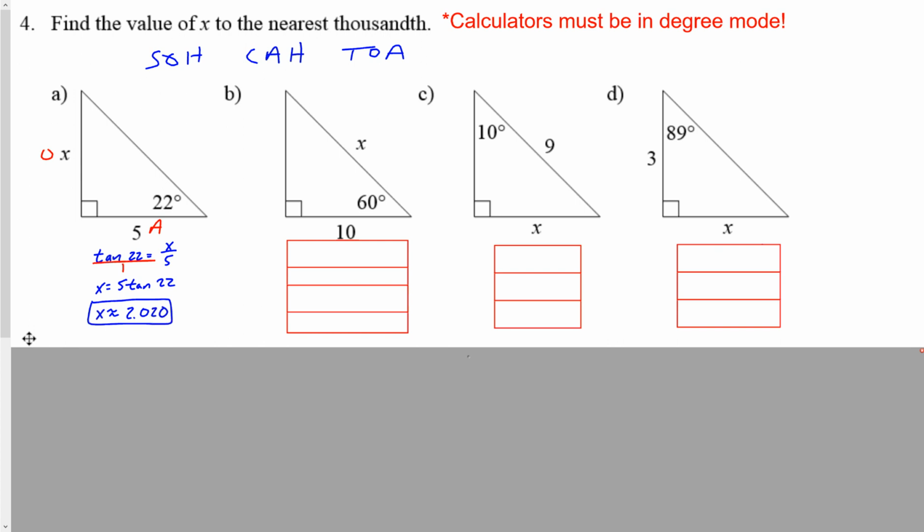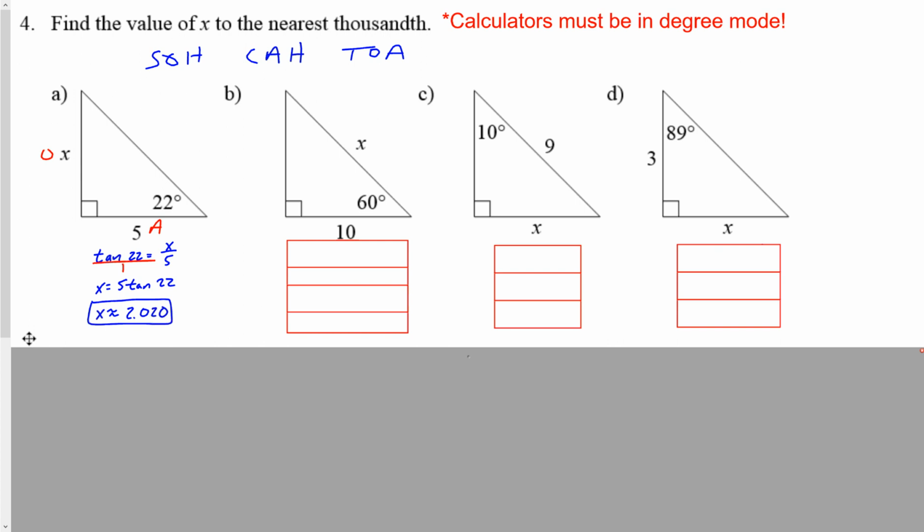So this is what the work that I would expect to see would look like. The first step is setting up the trig ratio. The second step is showing me what you're going to put in your calculator. And the third step is giving me your final answer.